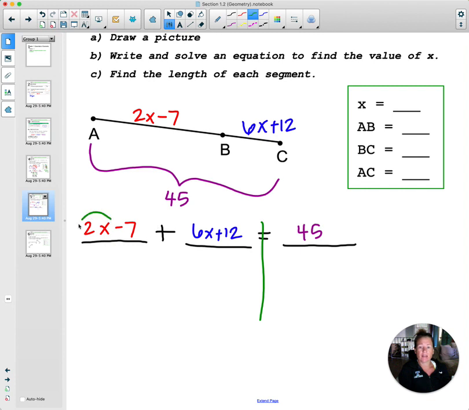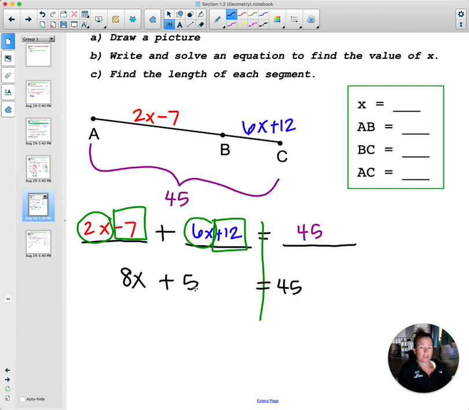Okay, so we've got this 2x and 6x to get us 8x. Then we've got negative 7 and positive 12. So negative 7 plus 12 is positive 5. So then we get plus 5, and then equals 45.